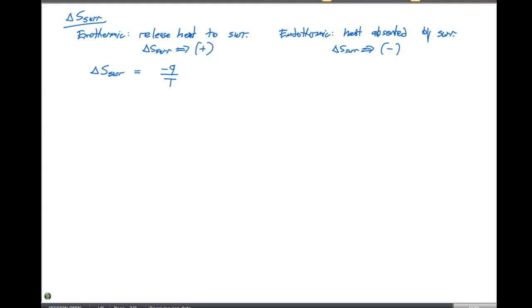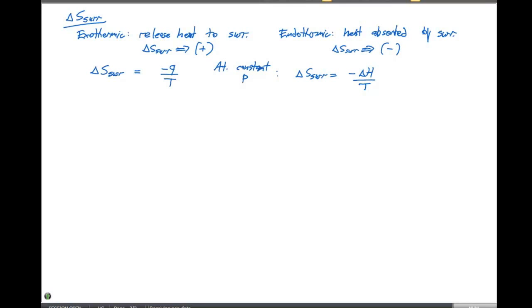So in all cases, the delta S of the surroundings is going to equal negative Q divided by T. But typically, we like to make approximations that are more similar to what we observe in the lab. So if we observe a constant pressure, our Q is going to equal the delta H. So at constant pressure, we can say that the delta S of the surroundings is going to equal negative delta H divided by T.